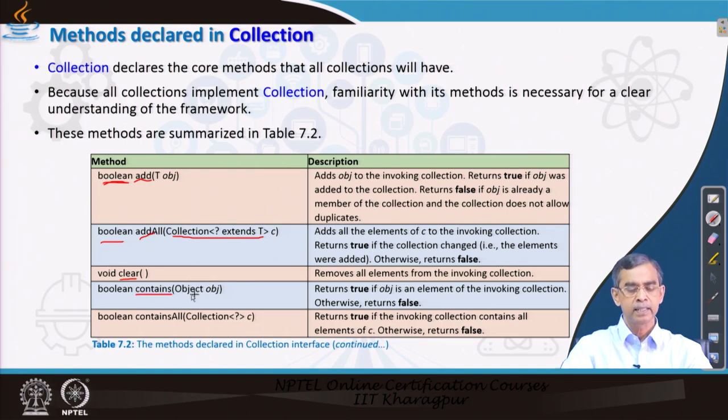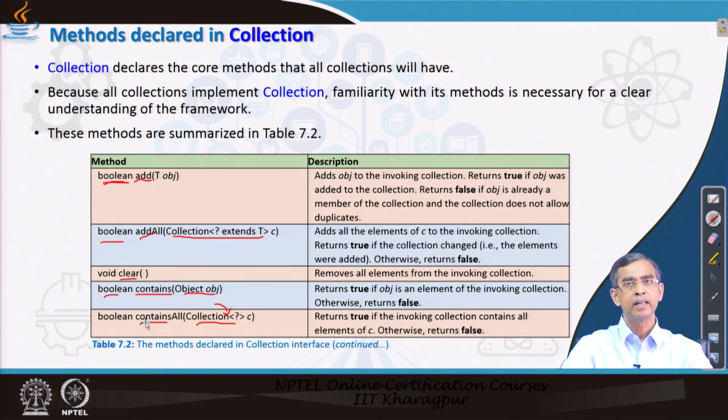Now, contains, whose argument is an object, means it will search whether a particular element obj is there in the existing collection or not. If it is present, it returns true. If it is not present, it returns false. containsAll is like contains, but for a collection: you give as input a set of elements, and it will search whether those elements are there in the existing collection or not.